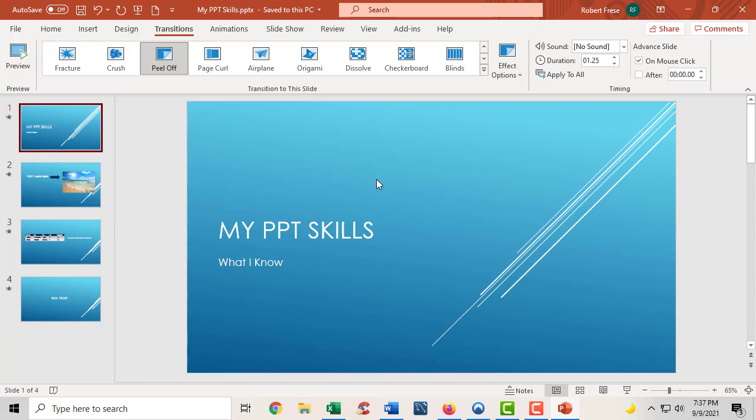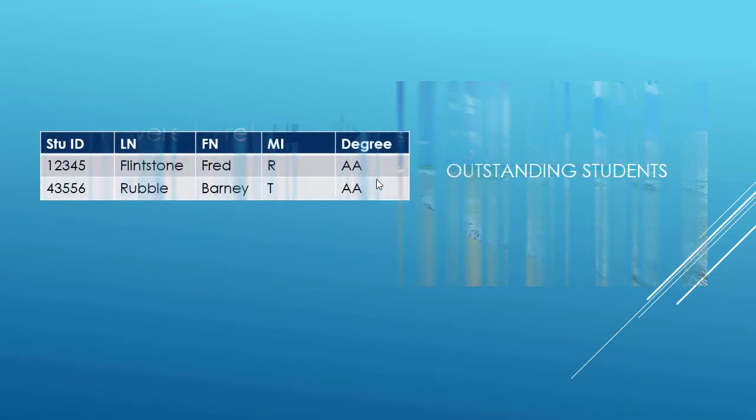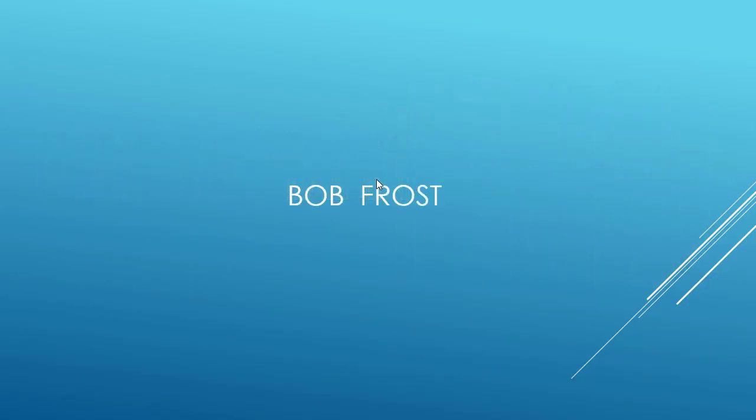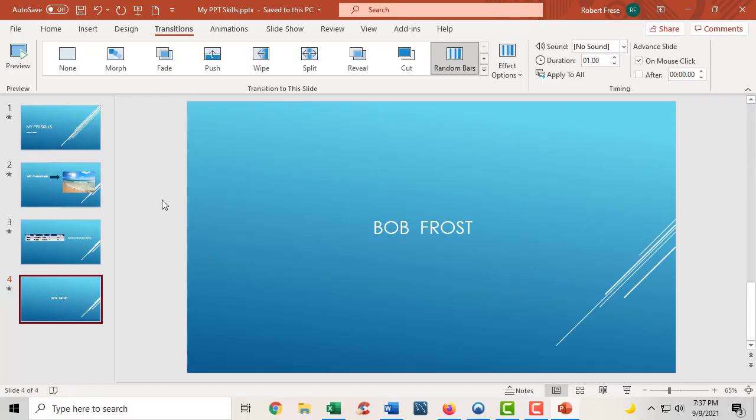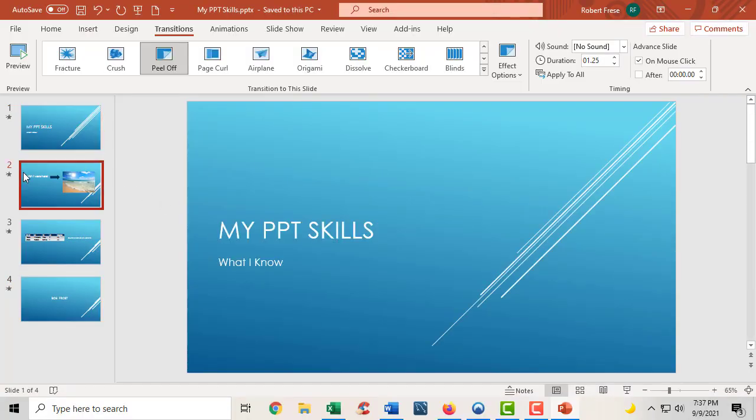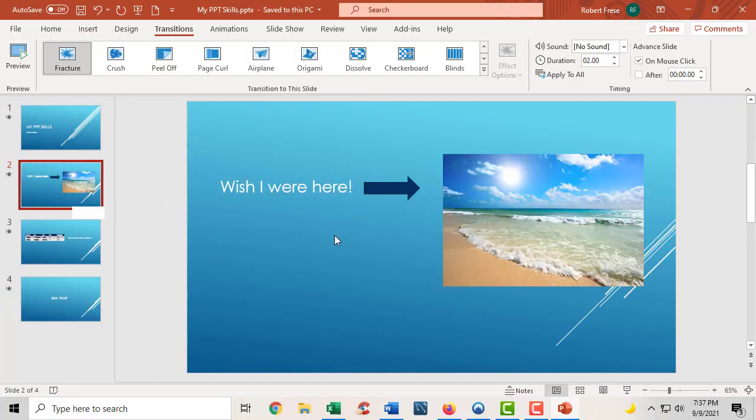So now if I hit F5 to see what this looks like, there's the first one, and it's got the peel off. The second one is shatter. Third one was random bars. The fourth one was random bars, and we're finished. So I get out of there. Now I'm going to go back to my second slide because I want to do some animation. I want this picture to appear first. I want the words to appear second. And I want the arrow to appear third.